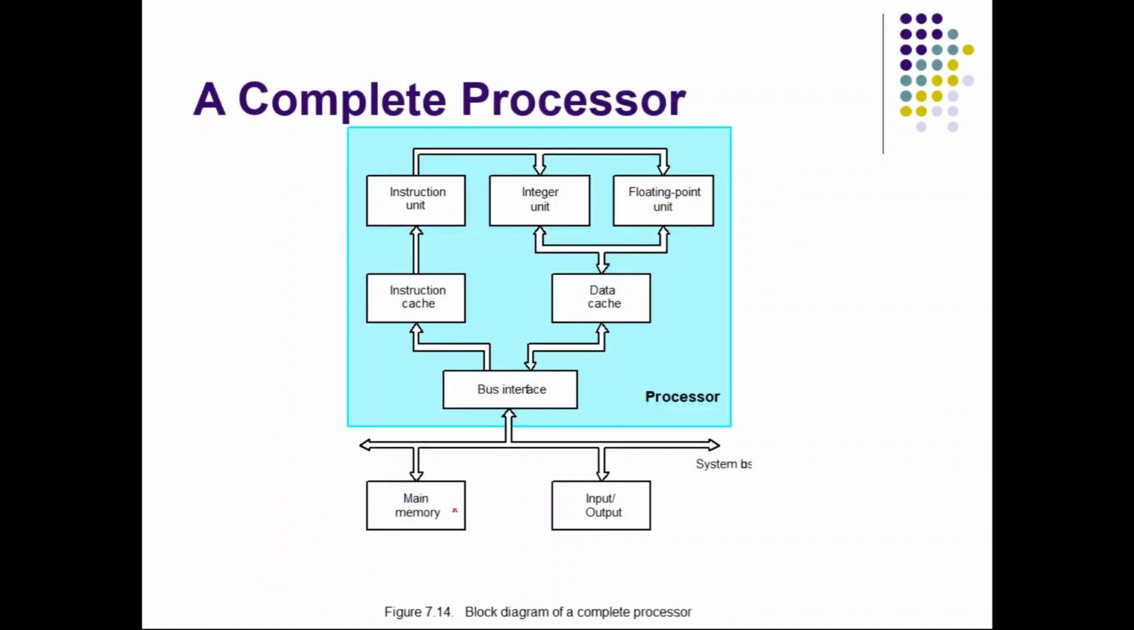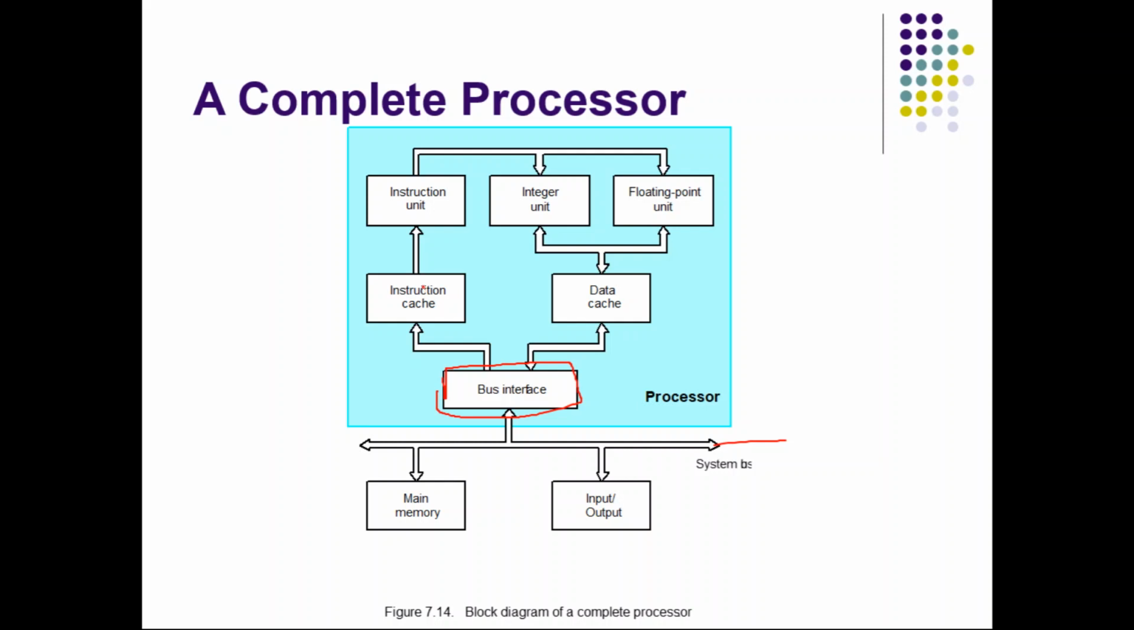So a complete processor can be visualized something like this. Here some more blocks were added. There is a bus interface unit, because there will be a bus inside the processor, which is called the internal bus, and the bus outside the processor, in the motherboard, which connects memory and other devices, is called the system bus. So the bus interface unit connects the internal bus with the system bus.